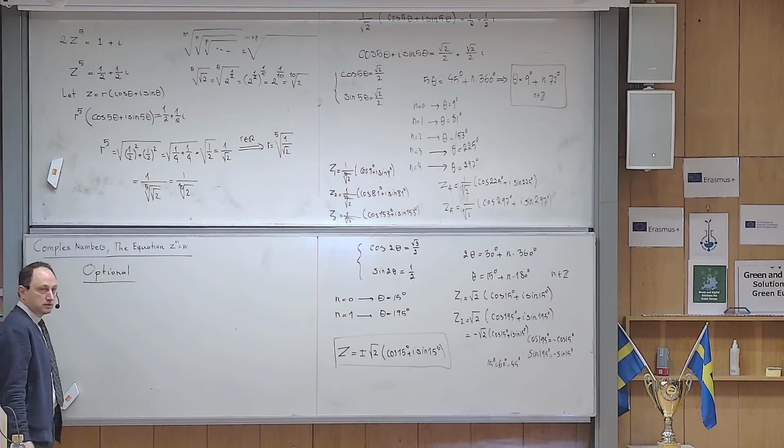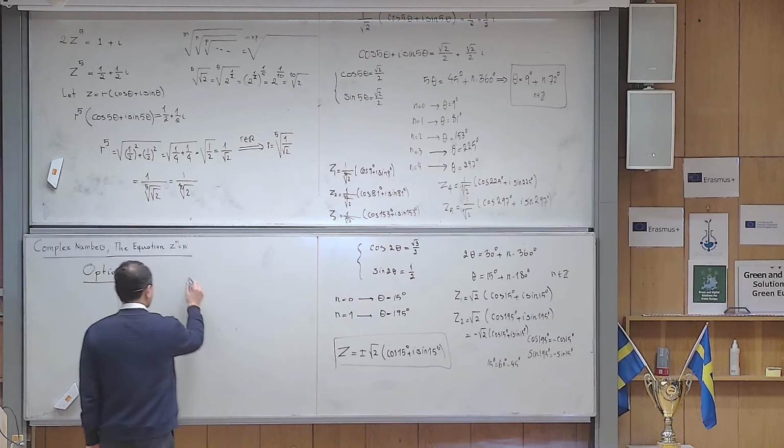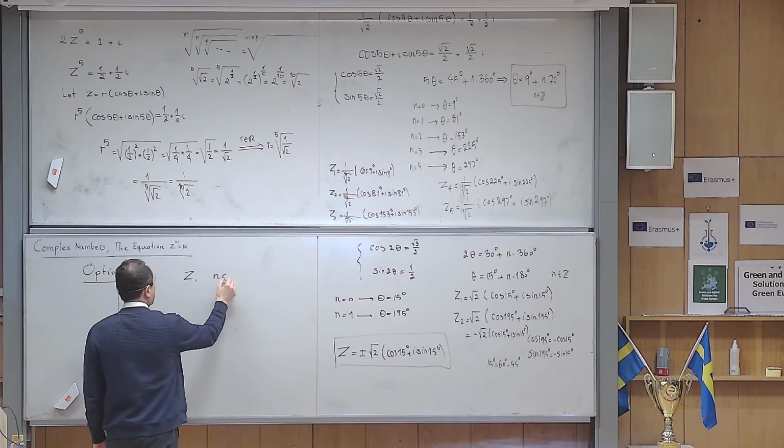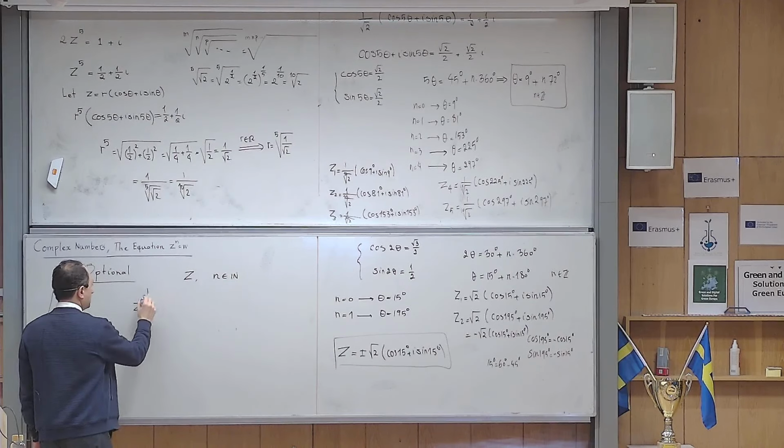So let us try to make sense out of it. If I give you a complex number z and I give you a natural number n, what do you think is a good definition for this?